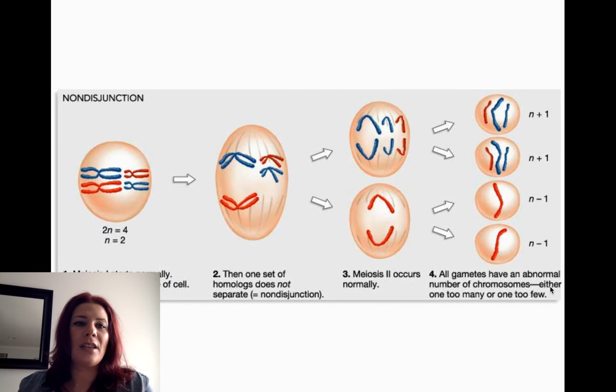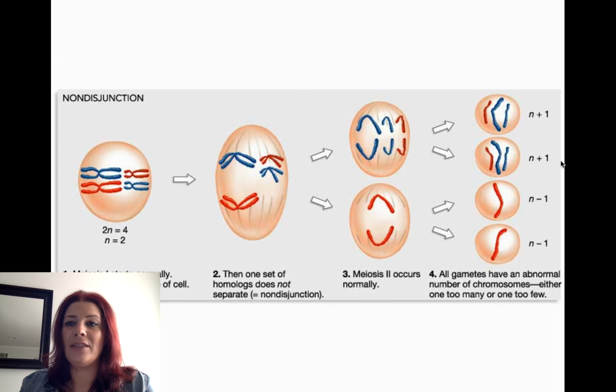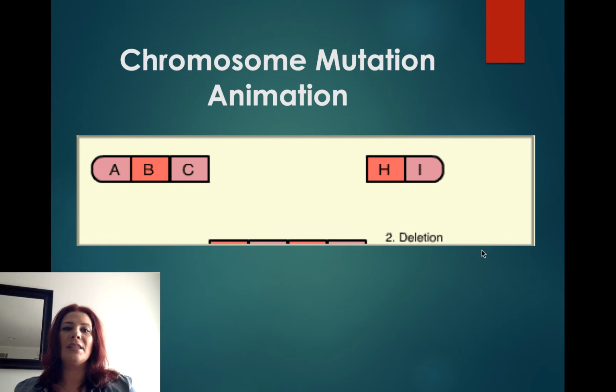Okay, and this was just kind of a highlight. So if that happens, again, we can see that kind of occurring here. These 2 got stuck together. Oh no, this has too few, this has too much. Over here, we end up producing gametes with too much DNA, too little DNA. Not a good thing. This is just giving you that animation.